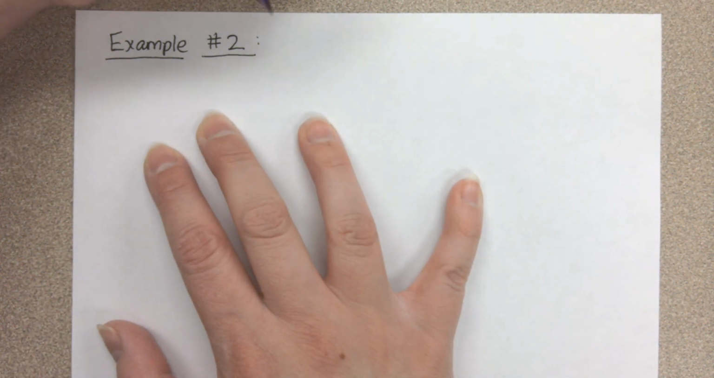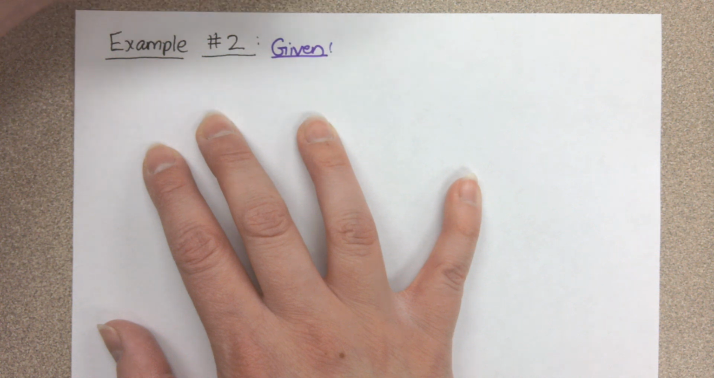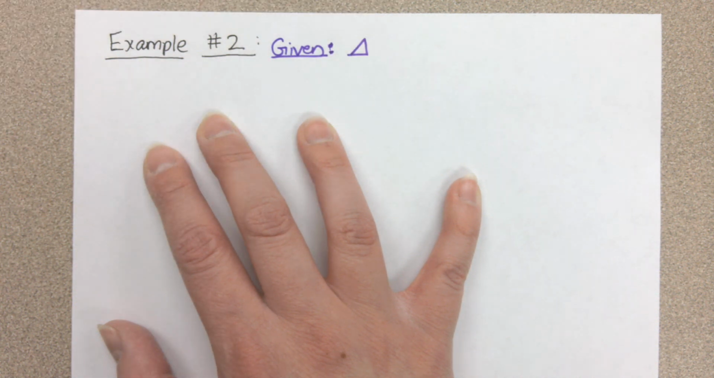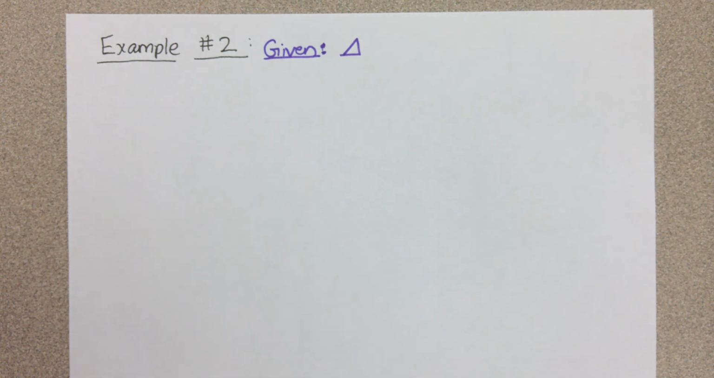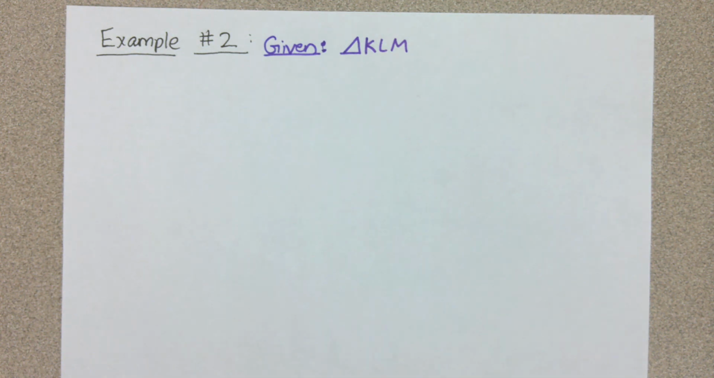I'm not going to write the directions out again, but the same directions apply. I'm just going to give you the given this time. Given triangle, can't see the letters, hang on. There we go. KLM. So we're going to change the letters up all the time. Don't overthink it.